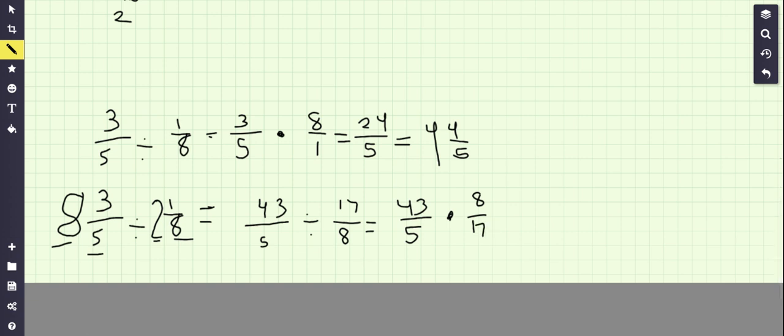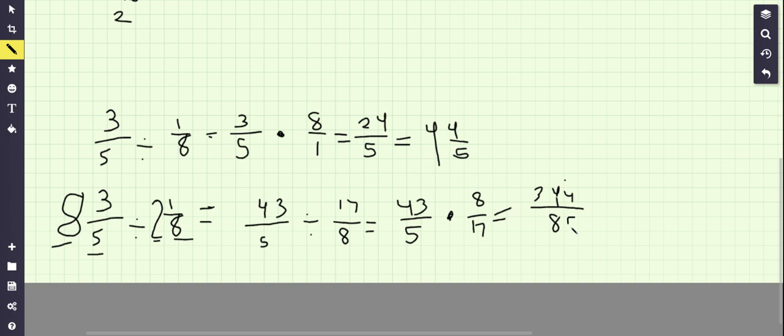Remember, the reciprocal is the flipped version of the fraction. We get 43 times 8, which equals 344. And after that, we get 17 times 5, which equals 85.